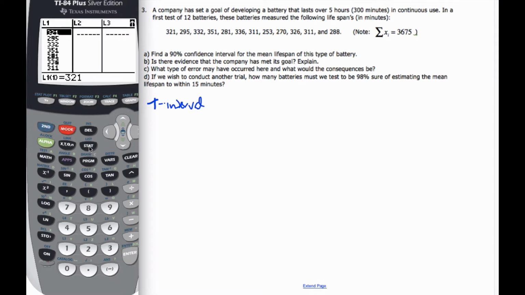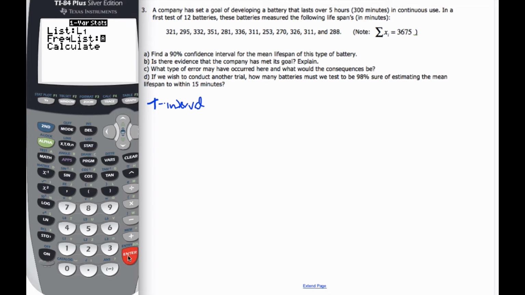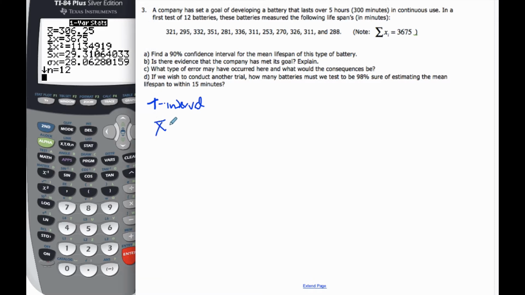And so I'm going to go statistics, calculate one variable statistics. Everyone counts as 1. And here are my numbers. X bar is 306.25. My standard deviation is 29.3. My N is 12, so my degrees of freedom are 11. And just to double check, I did no typos.